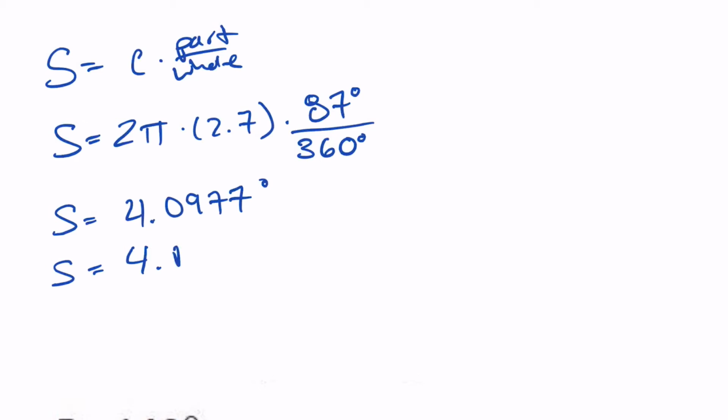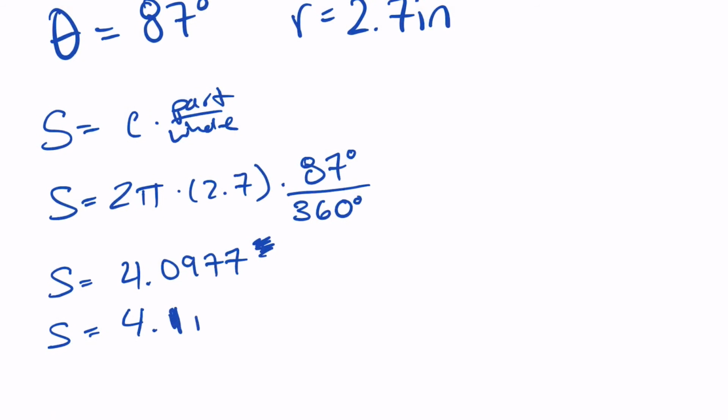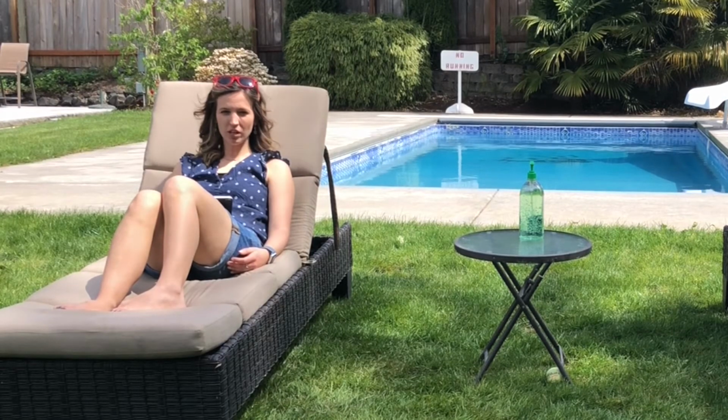0.09 is going to round up my 0 to 1. And oh my gosh, I had a degree label, but this wouldn't be degrees. This is arc length, so this is inches. Nice job, Miss Ryan. All right, so you promised you were going to do one.